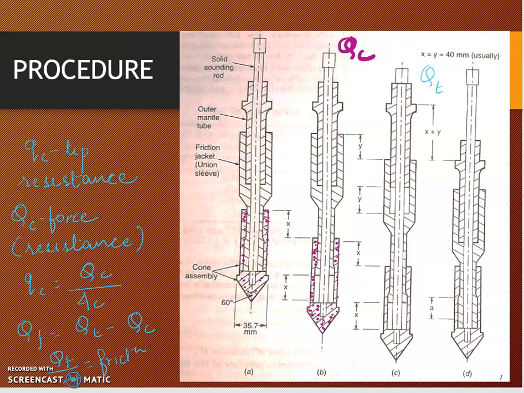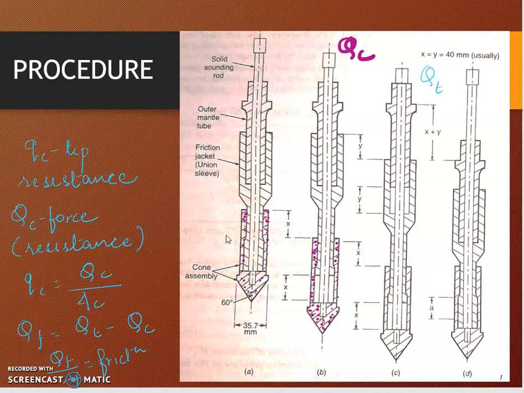Driving will be carried out under a 65 kg hammer falling at a height of 75 centimeters. This is the same as SPT. And the number of blows for every 100 mm, every 10 centimeter penetration of the cone, is recorded. The cone is driven till refusal or up to the required depth, and the drill rods are withdrawn, leaving the cone behind in the ground. Now, what do you mean by refusal?